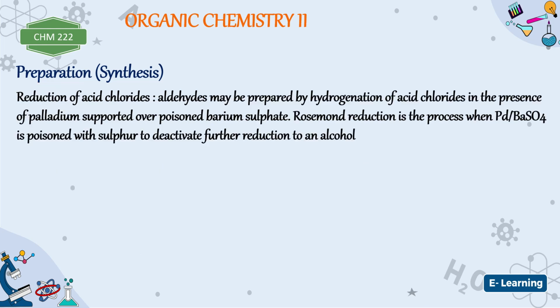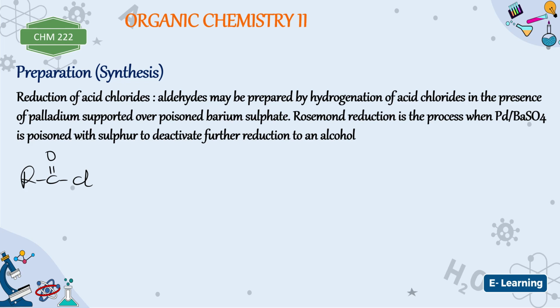Now the next one is by reduction of acyl chloride. Now what are acyl chloride? Acyl chloride, something like this. When you have this acetyl group here attached to a chlorine, you call it acyl chloride. So we say aldehyde may be prepared by hydrogenation of acid chloride. Some people call them acid chloride, right?